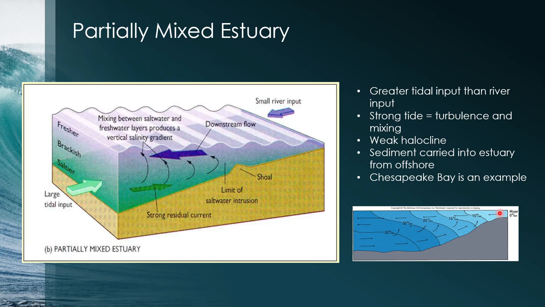One of the interesting things about partially mixed estuaries is that we actually see sediment being carried into the estuary from offshore. So you'll end up with sediment coming in from the river, right, because it's carrying things from upstream. But then because we have a strong tidal input, we actually have sediment coming from the ocean and being deposited into the estuary. So the estuary gets sediment from both ends, from the river and from the tides. A great example of a partially mixed estuary is the Chesapeake Bay. And we're going to actually spend some time looking at the Chesapeake Bay in just a few moments because it's such an important part of the United States.